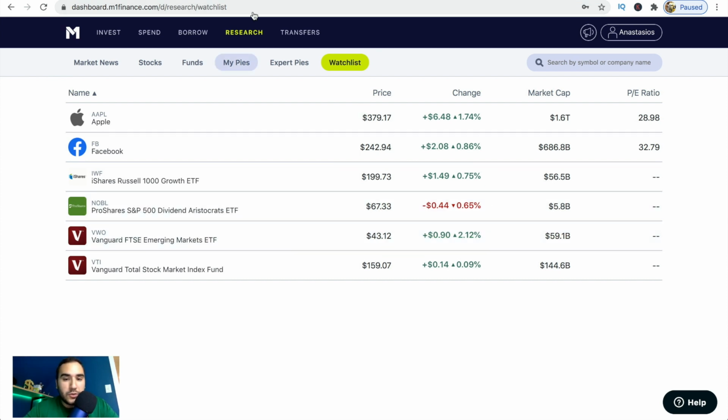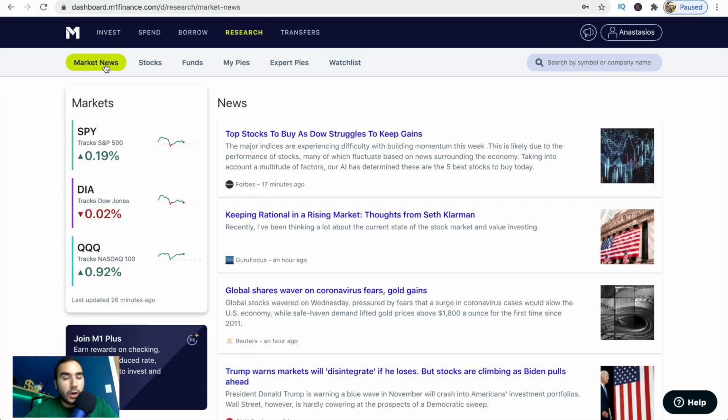And this is a place where you can pretty much just add those stocks. So overall, guys, that's pretty much it. That should be a quick little overview, a quick little rundown of M1 Finance and how things work and how things are laid out on the web app.